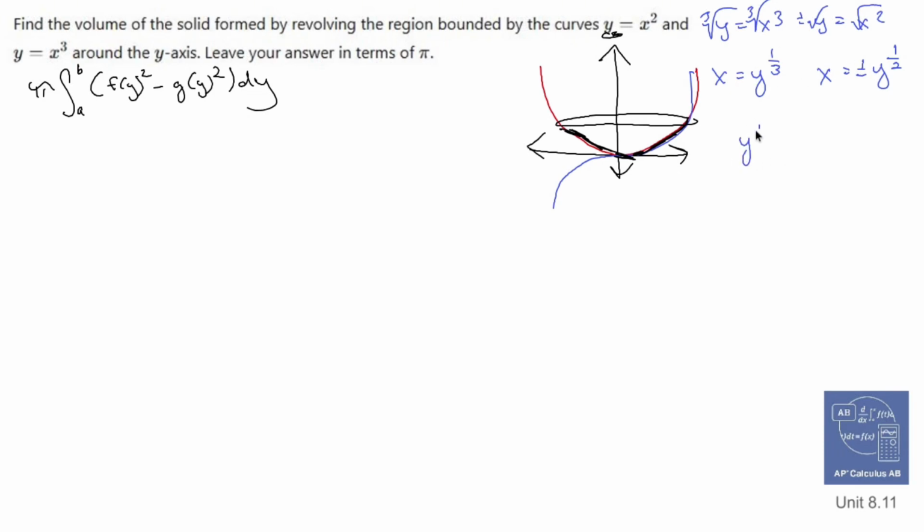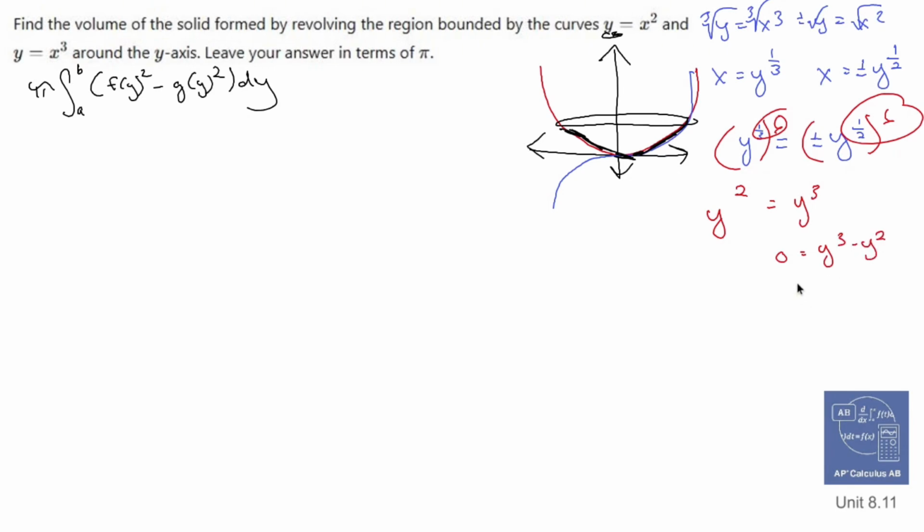So y to the 1/3 equals positive or negative y to the 1/2. Why don't I do this to make my life easier? Raise both sides to the 6th power. So you multiply the exponents, y squared. Anything to the 6th power is going to become positive, so y to the 3rd. Subtract y squared from both sides, so I get that. Factor out y squared, so y squared times y minus 1 equals 0. And my limits are going to be 0 and 1.